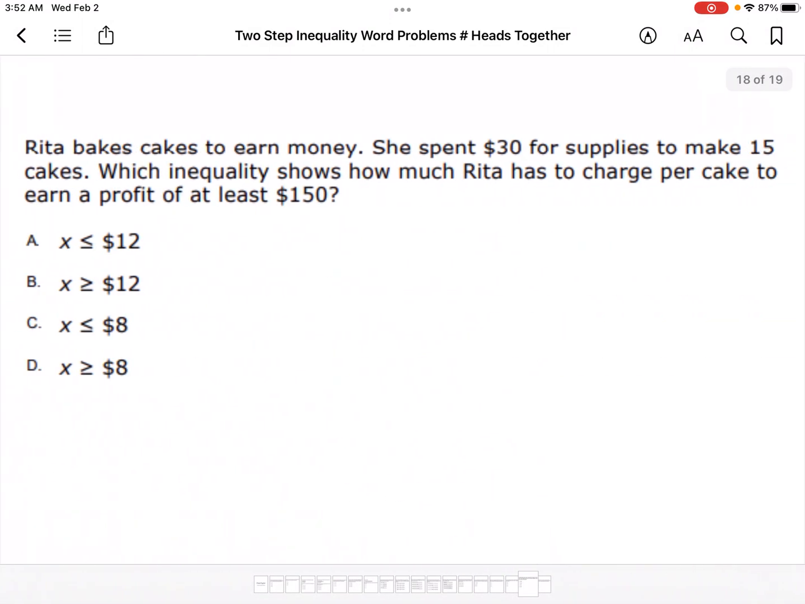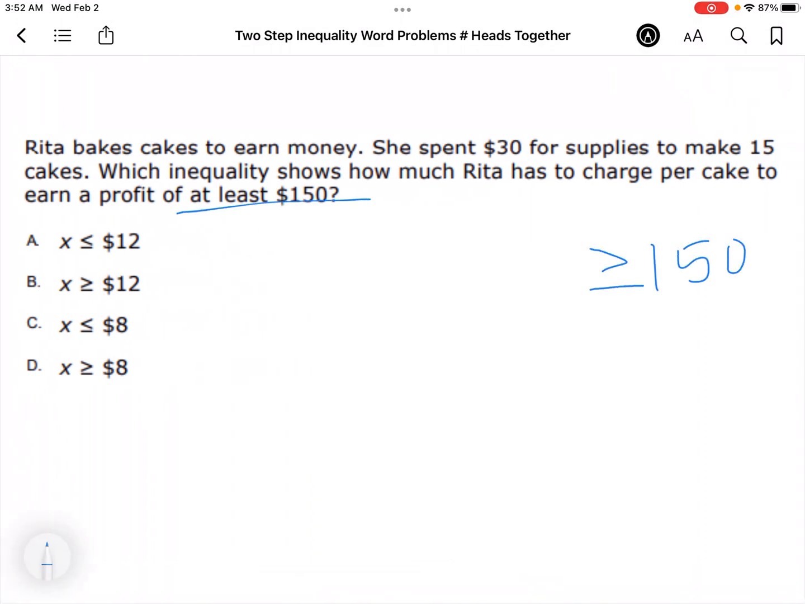Rita bakes cakes to earn money. She spent $30 for supplies to make 15 cakes. Which inequality shows how much Rita has to charge per cake to earn a profit of at least $150? So the lowest amount she'll take is $150. So $30. Oh, she spent that money. Hang on.